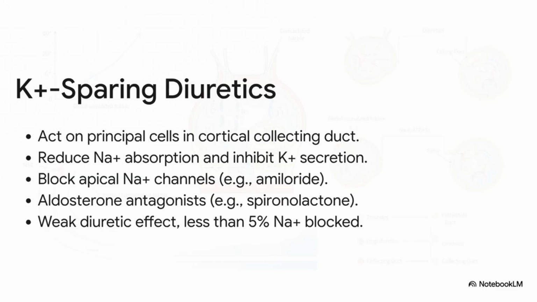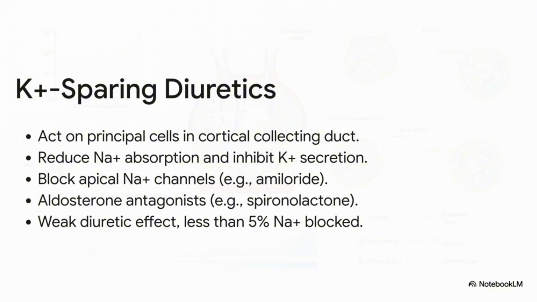So to counter that dangerous potassium loss we just talked about, clinicians reach for potassium-sparing diuretics. These target the principal cells in the cortical collecting duct. The logic here is simple. By stopping sodium from entering the cell, less potassium and hydrogen ions are exchanged and lost to the urine.